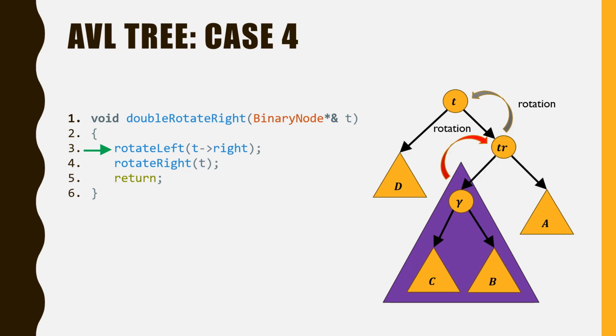Similarly, we have the double rotate right function, which implements the rebalancing operation for case 4. In line 3, we call the rotate left function to rotate the right child of t, referred to as tr, and node gamma. Then, in line 4, we call the rotate right function to rotate t and gamma.